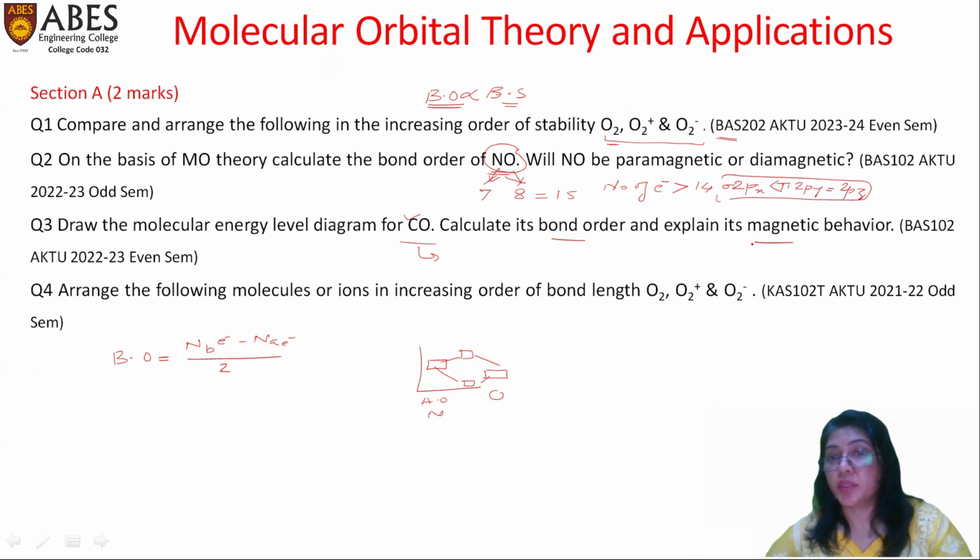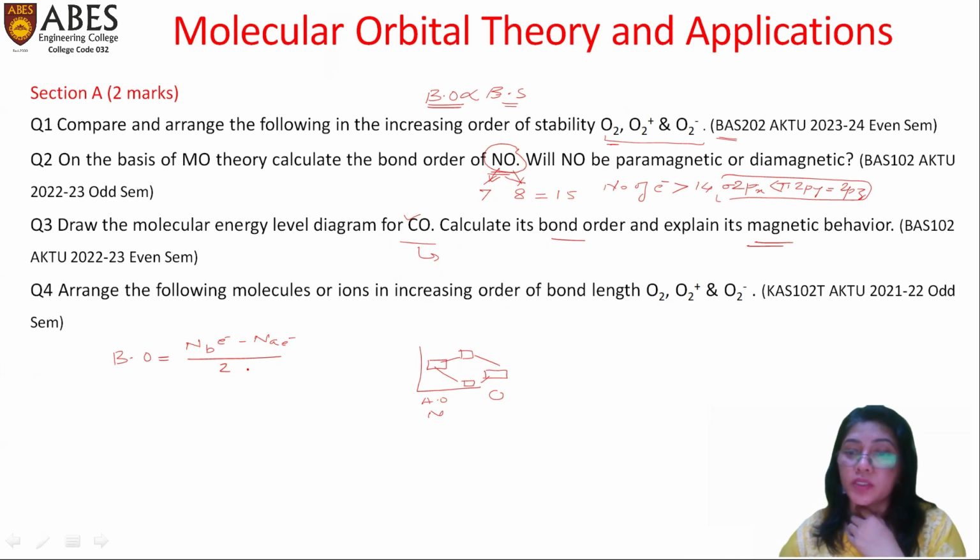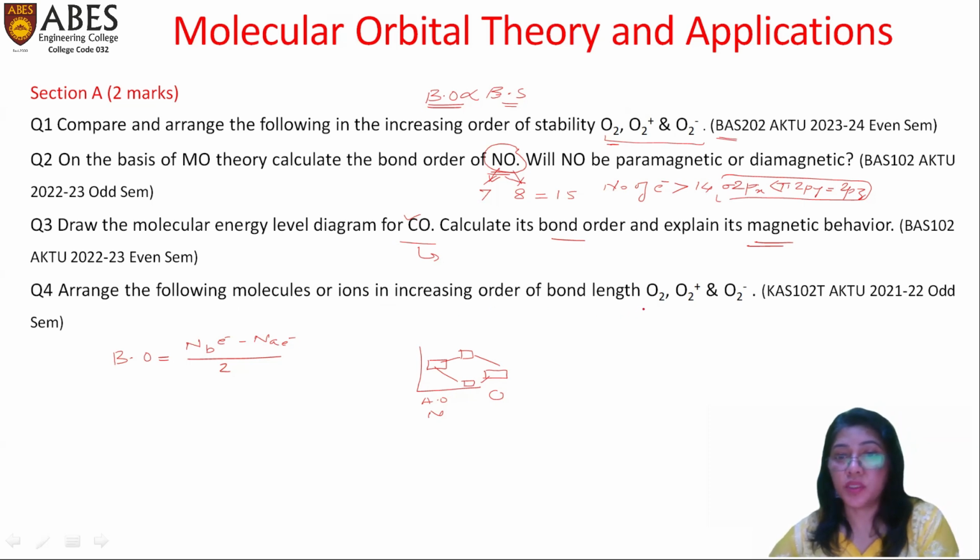Also, when the question is asked about the magnetic behavior, we can consider the highest occupied molecular orbital. If it has unpaired electrons, then the molecule is paramagnetic. And if all the molecular orbitals are paired up, then the molecule is diamagnetic.